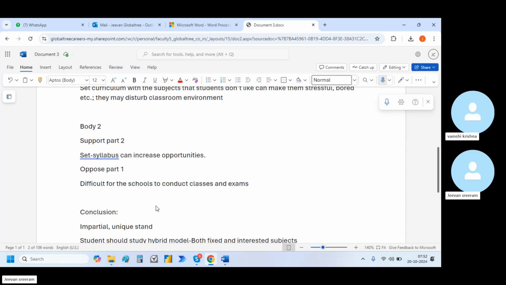So in the same paragraph, as I supported part two, I'll give some reasons why I oppose part one. It is difficult for schools to conduct classes and exams if we allow the students to study desired subjects. For example, in a classroom there are 30 students; if they have selected their own subjects and most of them have different subjects, how can schools conduct classes and administer evaluations? Practically it is impossible.